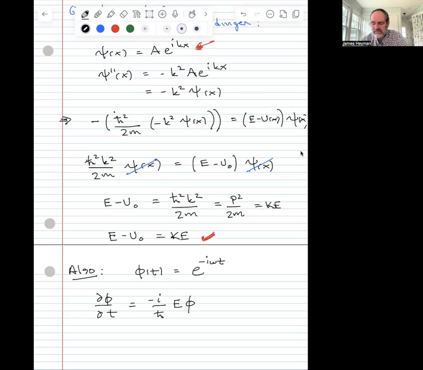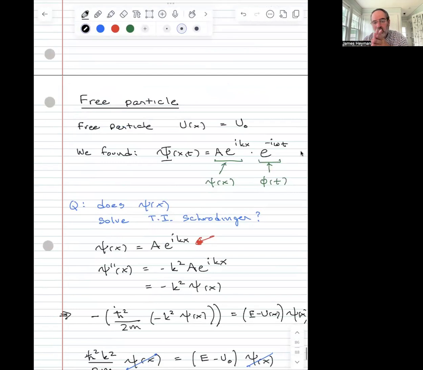All right. So we've just shown that, to no one's surprise, our wave function for the free particle is a solution to the time-independent Schrodinger equation. And it's to nobody's surprise because for a free particle, the potential energy is definitely time-independent. In fact, it's just a constant. Okay, let's stop here.